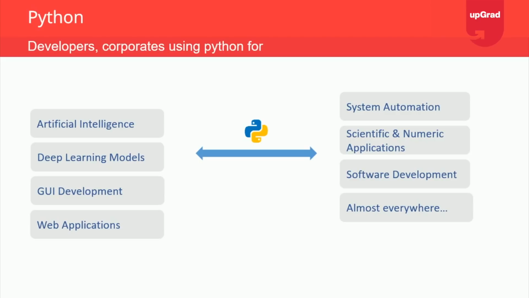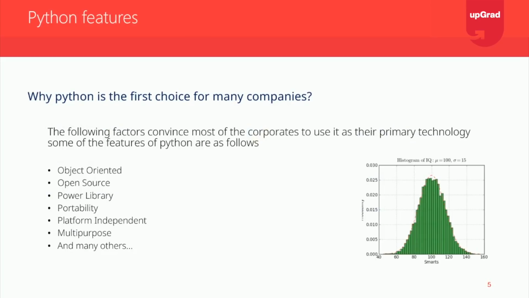Now let us understand why Python is the first choice for many programmers or the community of developers around the globe. To understand the reasons, let us look at some of the features of Python here. The very first feature of Python is that it is object oriented. Now, what is object orientation? Basically, it is a feature of this programming language which enables programmers or coders to map their code to real world entities. Secondly, it is open source, meaning it is free to use. Anybody can use it and download it.